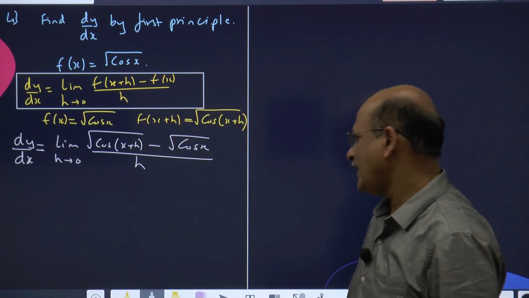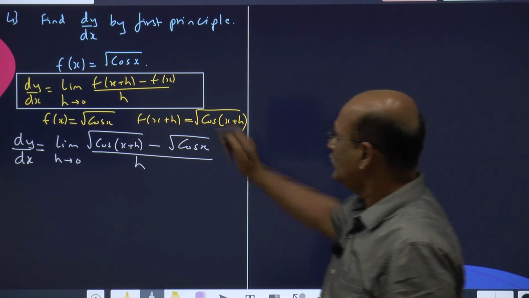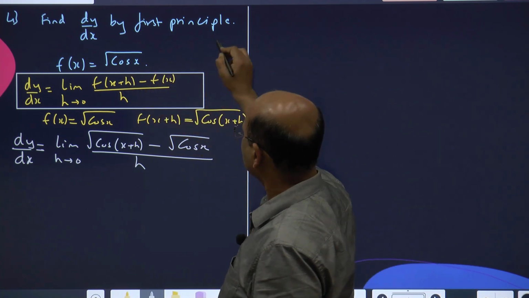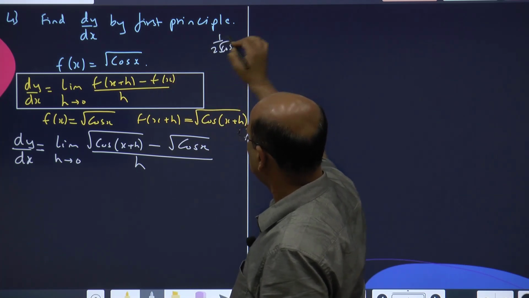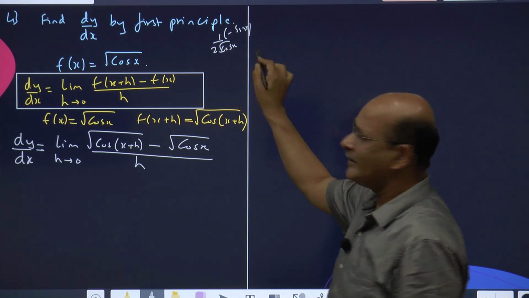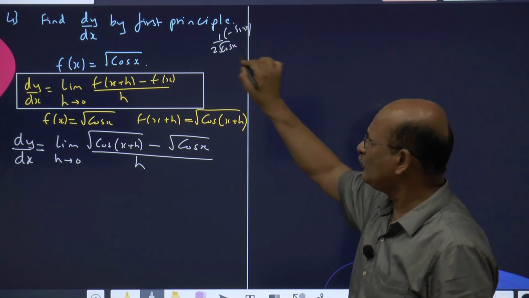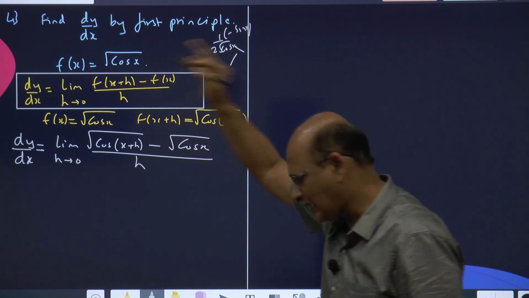I want you to just pay attention now. If I want to use the formula and find the derivative of root of cos x, it will become 1 upon 2 root cos x, and by chain rule it is minus sin x. So the answer is minus sin x upon 2 root cos x. But I don't want this method, I want the first principle method. That's why I am going with this formula.